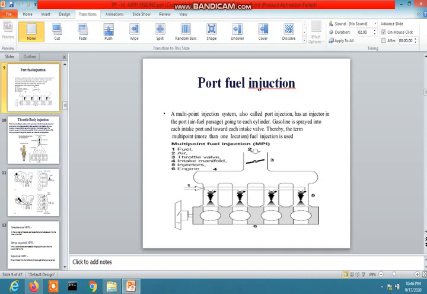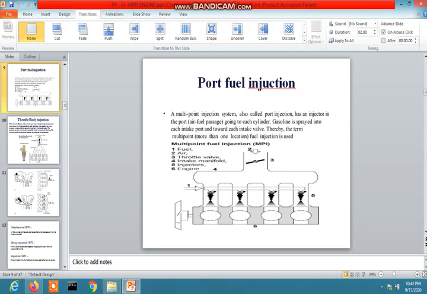In the port injection arrangement, the injector is placed on the side of the intake manifold near the intake port. The injector sprays the gasoline into the air inside the intake manifold, and this mixture passes through the intake valve and enters the cylinder. So that is called port injection.